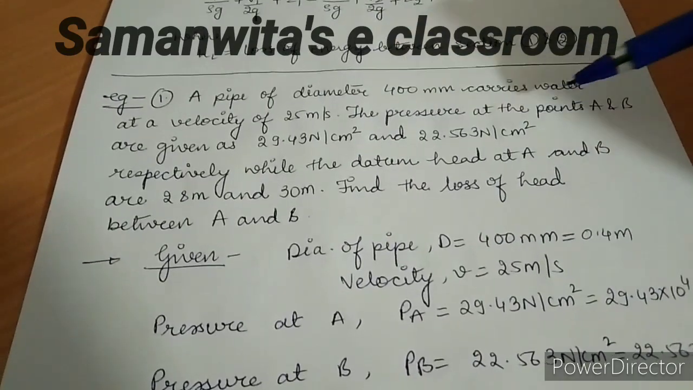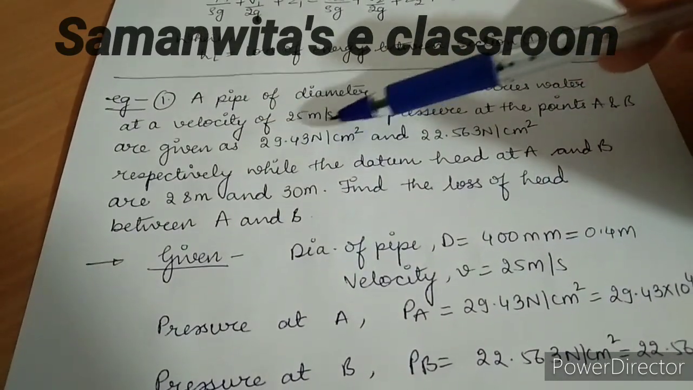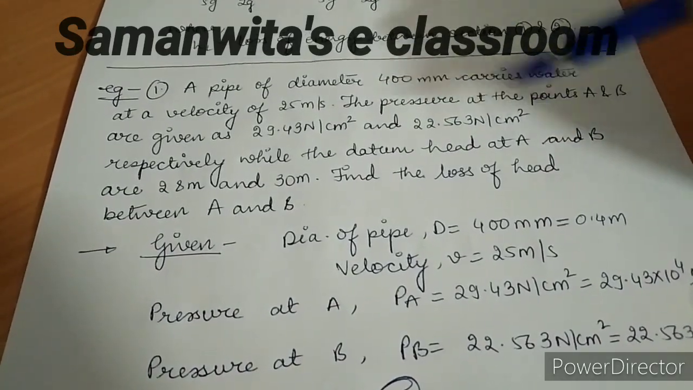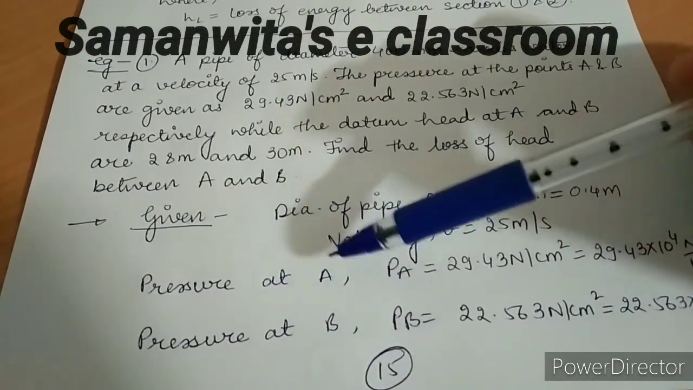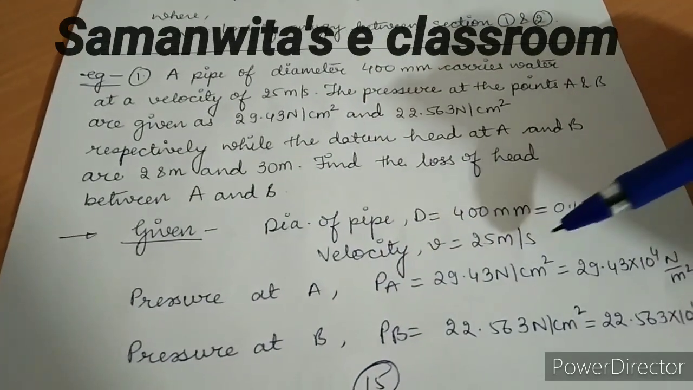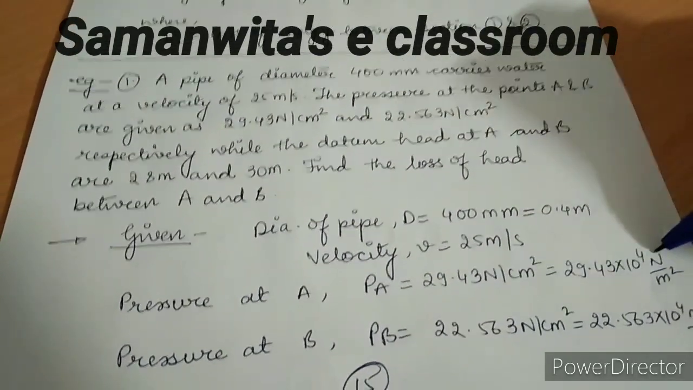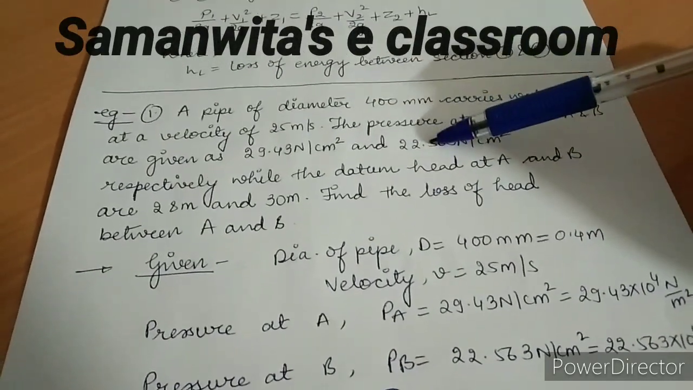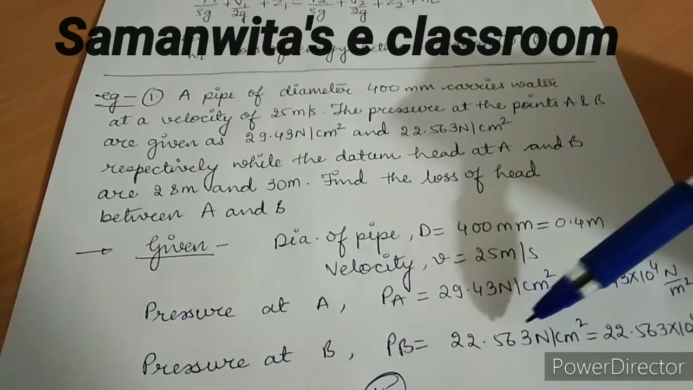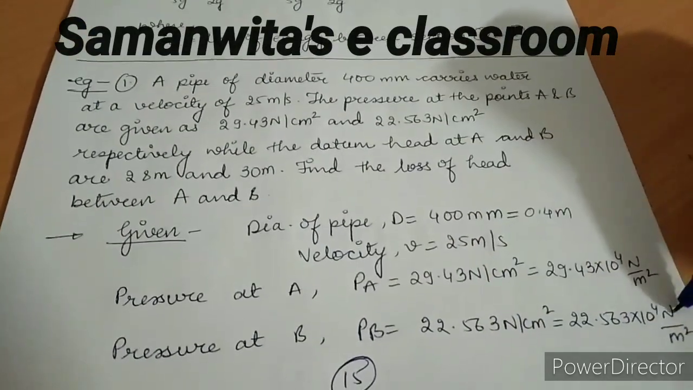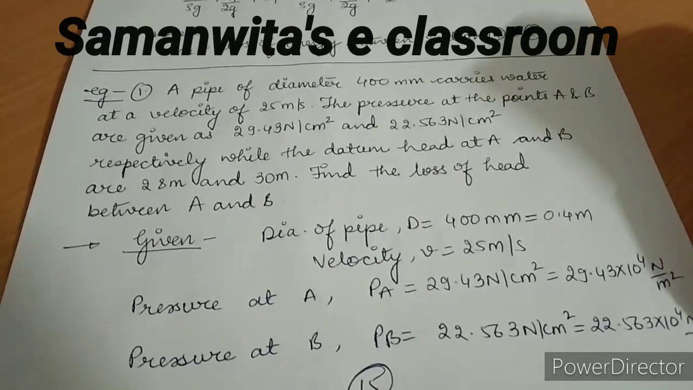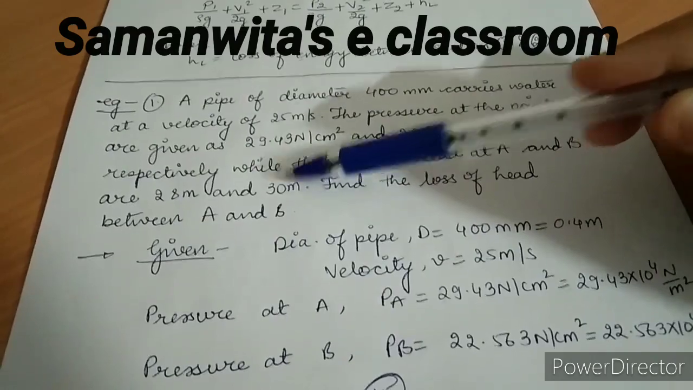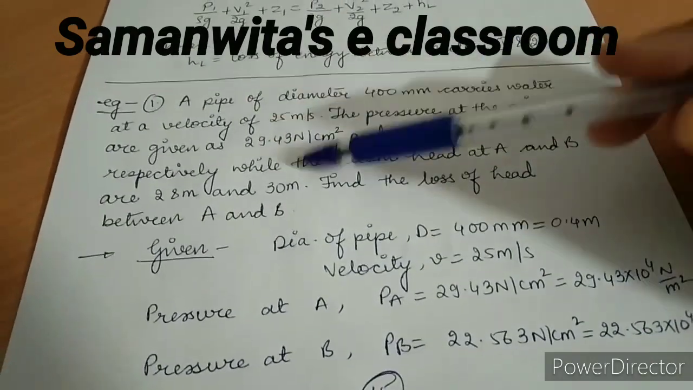The pressures at points A and B are given as 29.43 Newton per centimeter square and 22.563 Newton per centimeter square respectively. So I have written the pressure at A, PA, as 29.43 Newton per centimeter square, which is converted into Newton per meter square by multiplying with 10 raised to 4. And the pressure at point B is given as 22.563 Newton per centimeter square, which again I have converted into Newton per meter square. The datum heads at A and B are 28 meter and 30 meter. Find the loss of head between A and B.